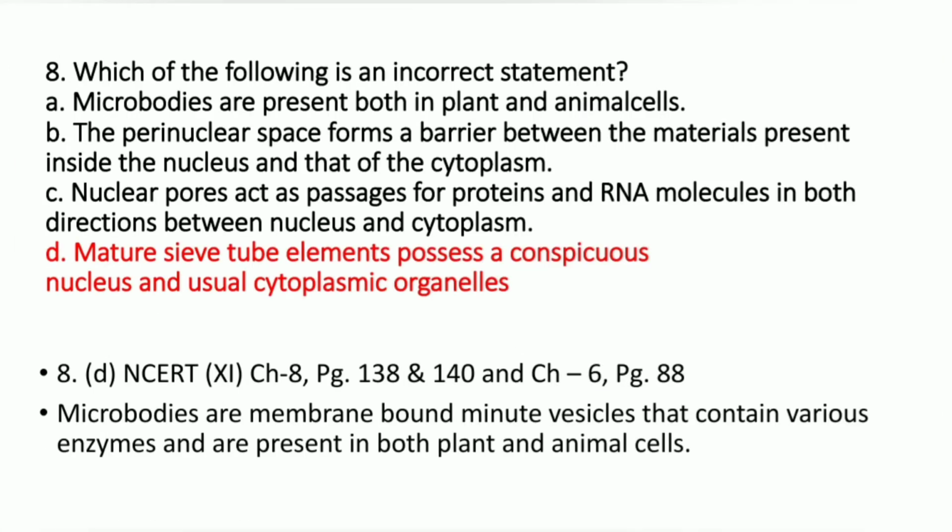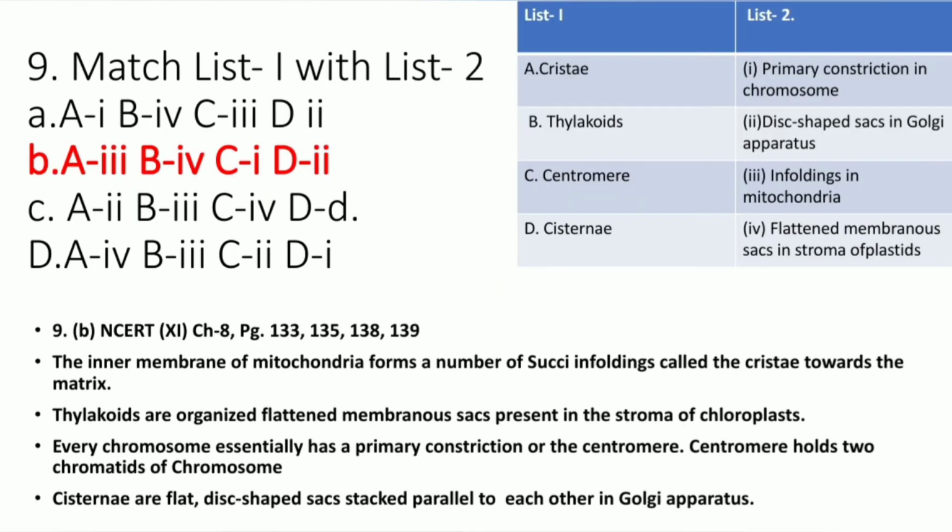8. Which of the following is an incorrect statement? So answer is D. Mature sieve tube element possess a conspicuous nucleus and usual cytoplasmic organelles.